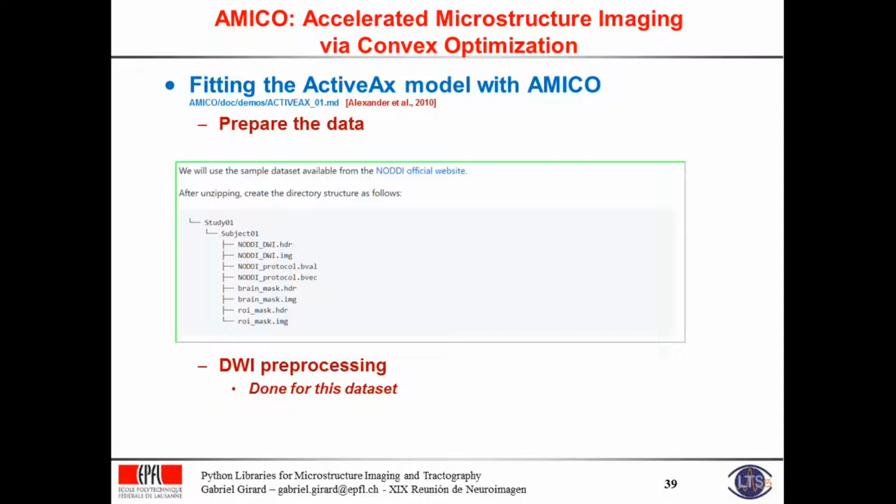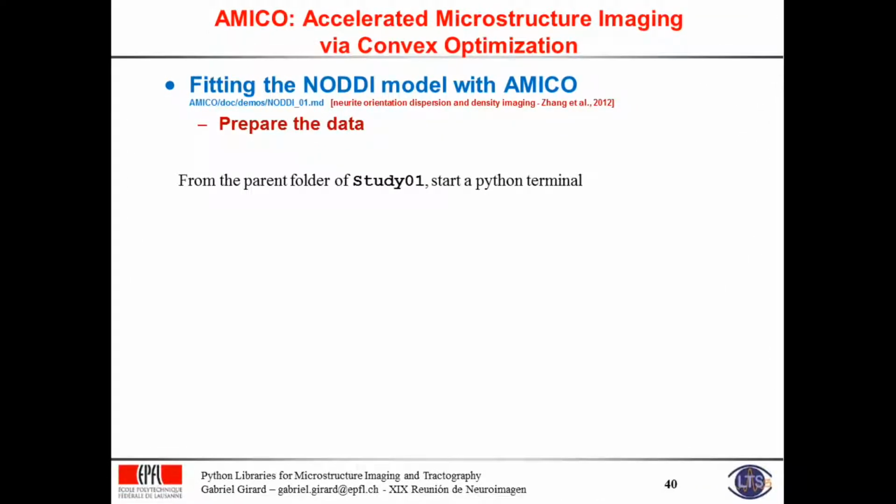Actually, I was confused because there's a typo. Here it's not the ActiveAx model, but the NODI model. So you might be interested in the NODI model at some point for your diffusion data. Actually, I was confused. This is the NODI slice. So in this case, this is the other example.